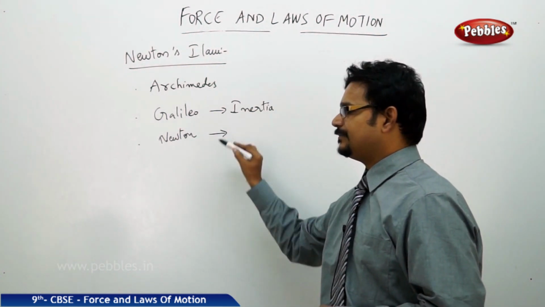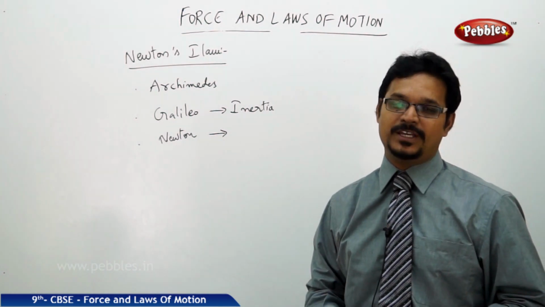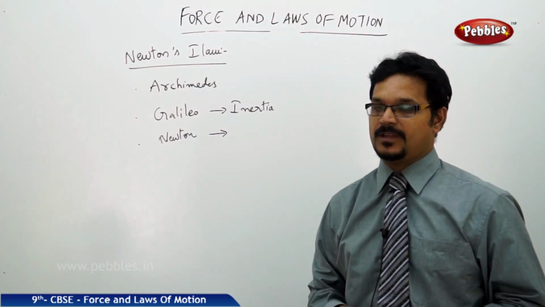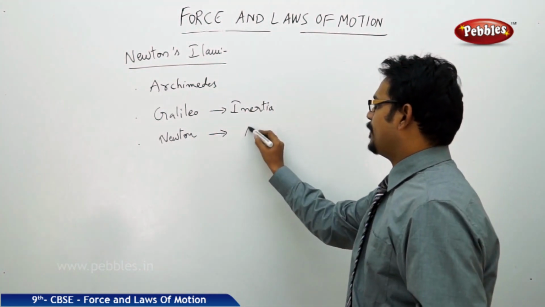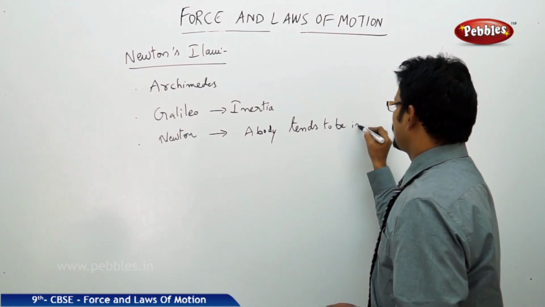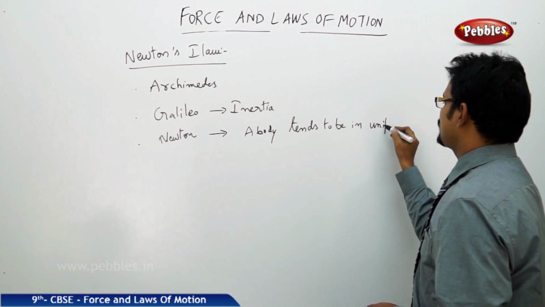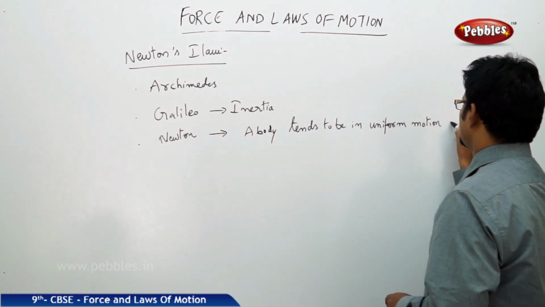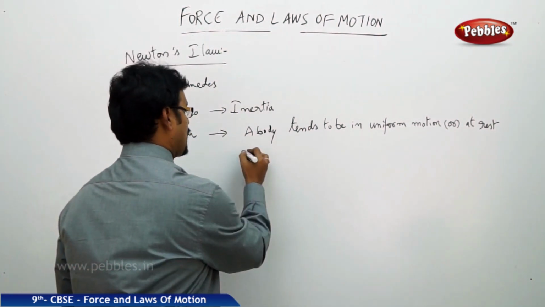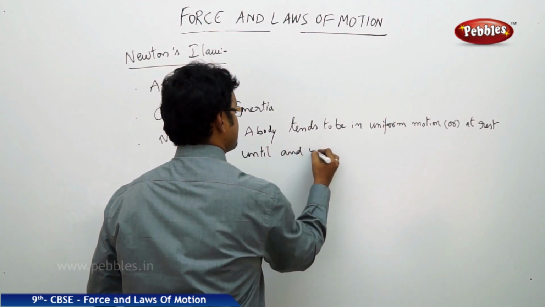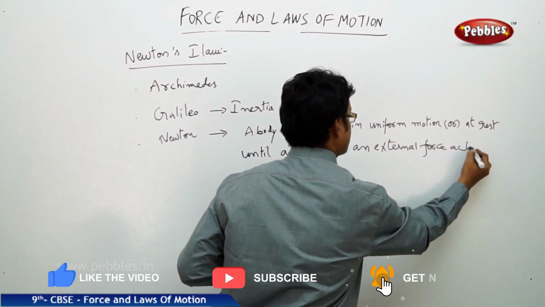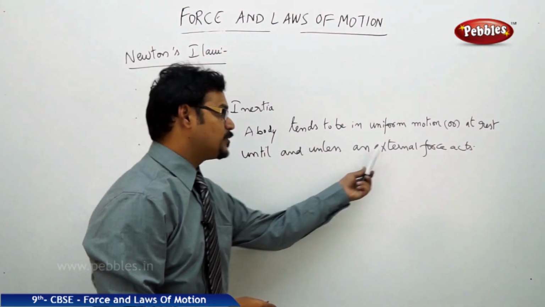Then the next age, Newton was the first scientist who actually expressed it quantitatively and told how this force can be measured. So he framed a law, and that law says a body tends to be in motion, or you can say uniform motion, or at rest, until and unless an external force acts on it. External force means unbalanced force.